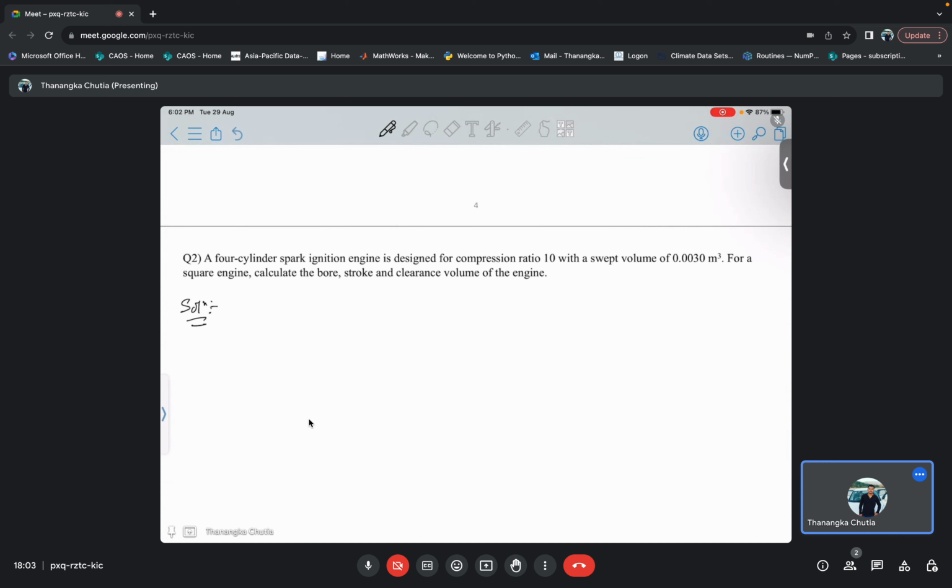Again, I'm just showing this without drawing the piston. There will be one bottom dead center and one top dead center, and above that top dead center, whatever volume is there is basically my VC.